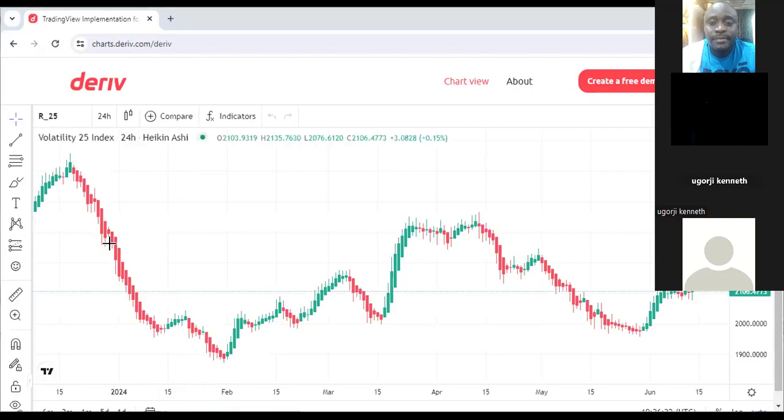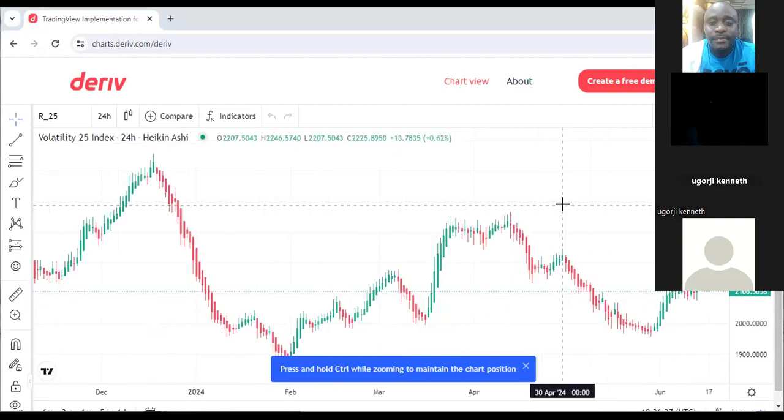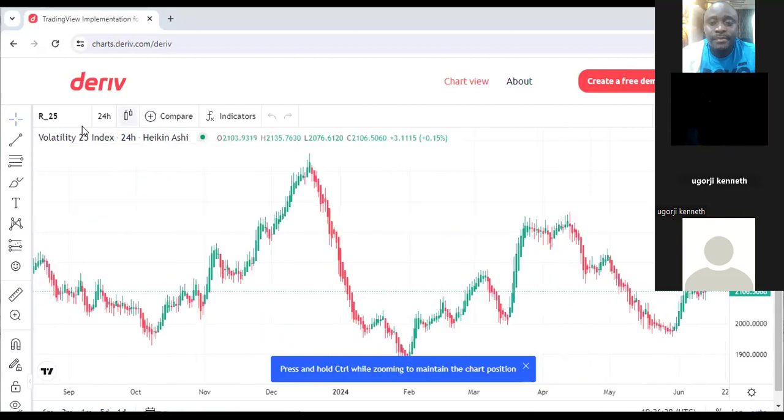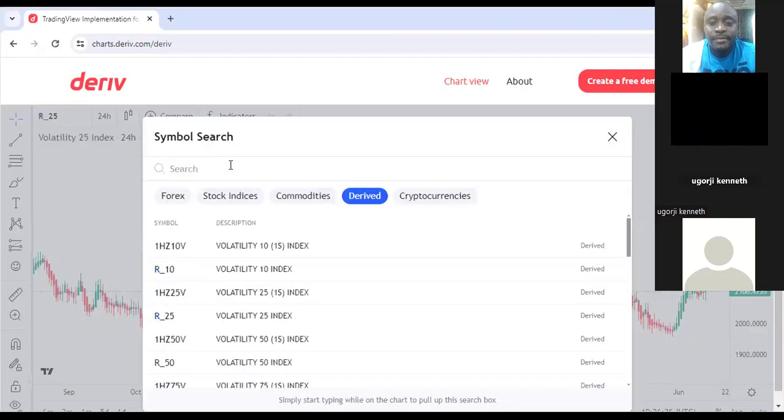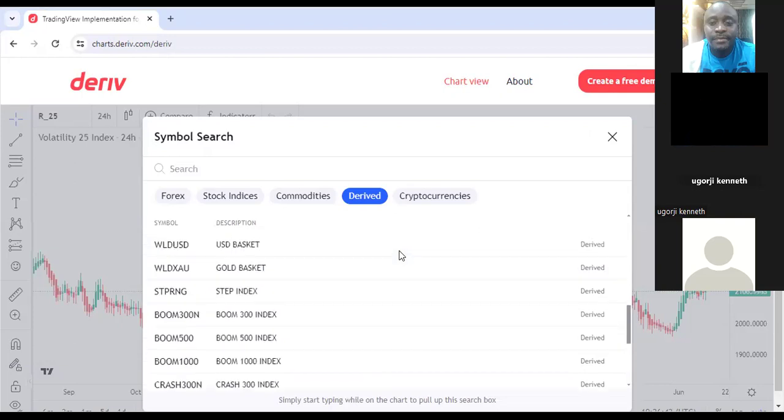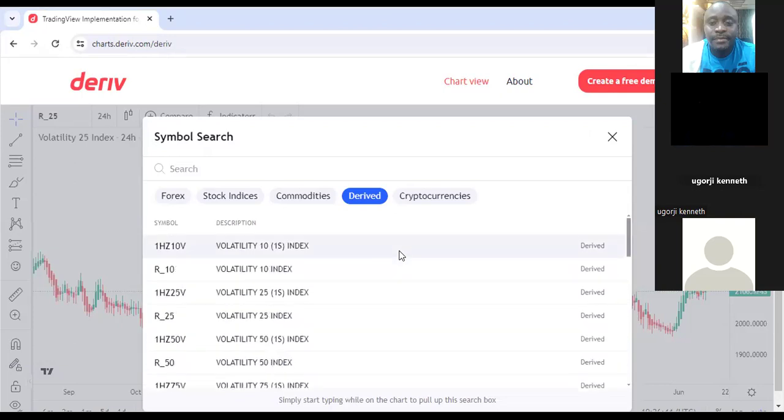Look at it. I was on Volatility 25. I was doing some analysis here. Can you see how clean their chart is? Right here, you can come here. They offer Forex, they offer stock indices, they offer commodity, then Derived, which is Deriv itself, and you have cryptocurrency. Under Deriv, you have everything. All the things I listed yesterday, volatility, blah, blah, blah, you have all of them.